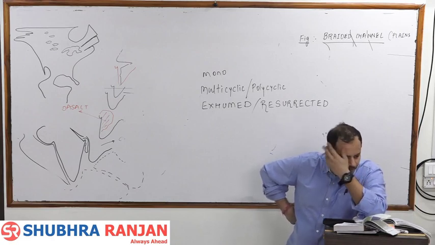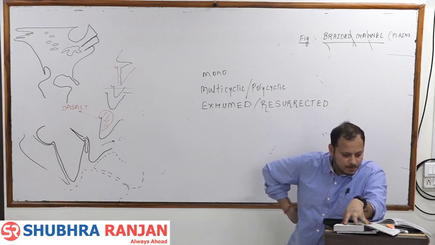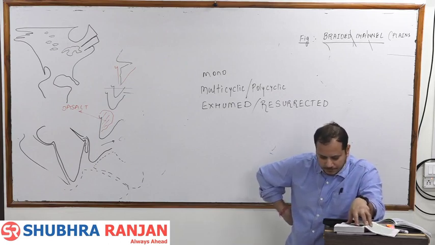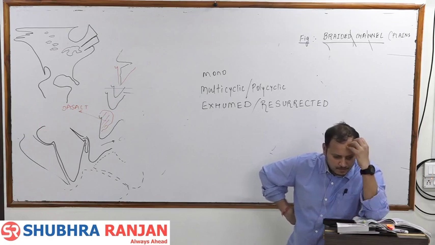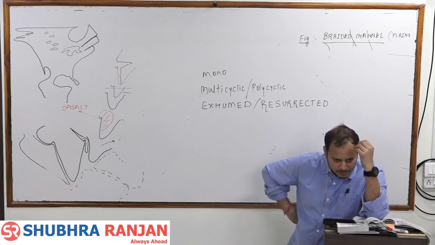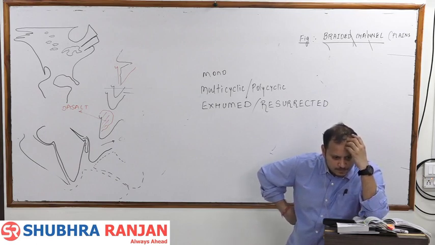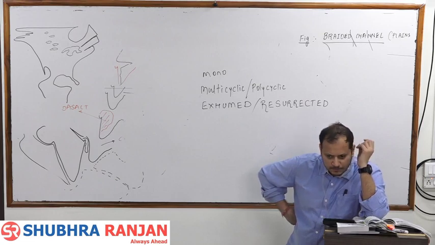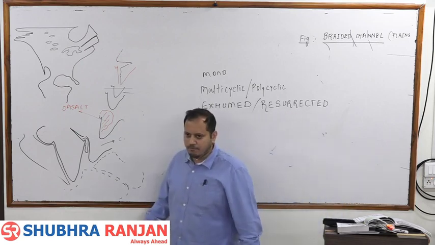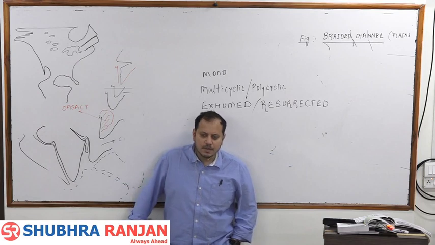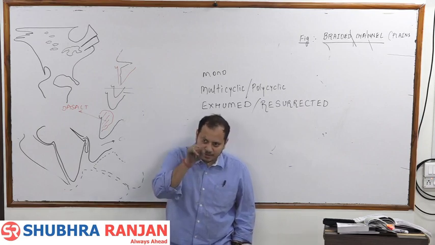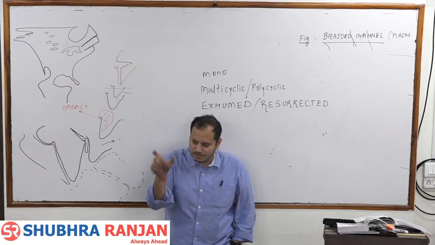Monocyclic landforms are those which are produced during a single cycle of erosion. What is the difference between process and cycle of process? Process is acting. Cycle of process goes through youth, mature and old age.